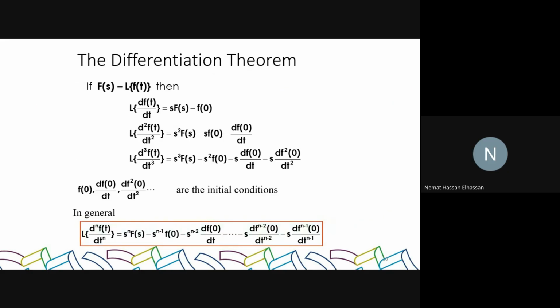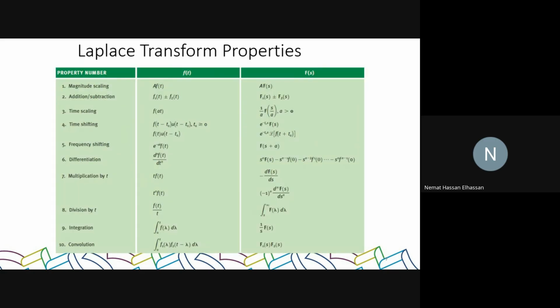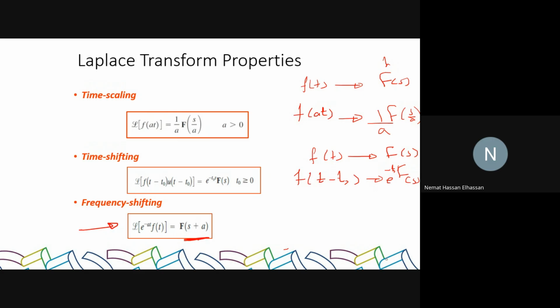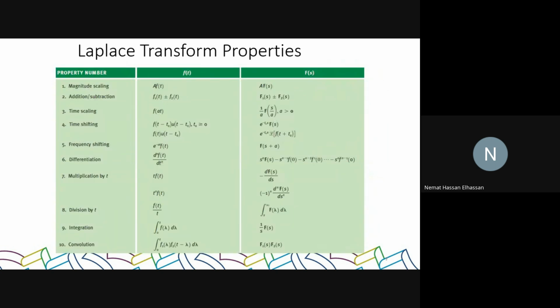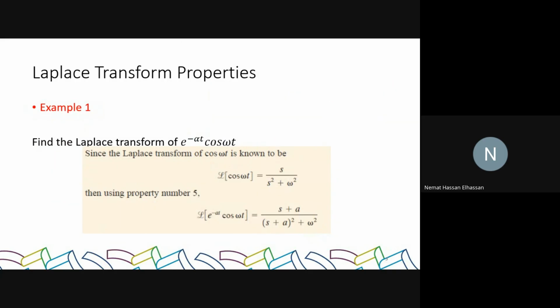The differentiation theorem. We said we have properties, and if you look at the properties you'll notice that every property corresponds to a manipulation. Meaning any simple change in the original function results in a simple change in the Laplace transform. So we had time shifting, time scaling, frequency shifting, division by t, multiplication by t. Meaning whatever function we have, we do something different to it.